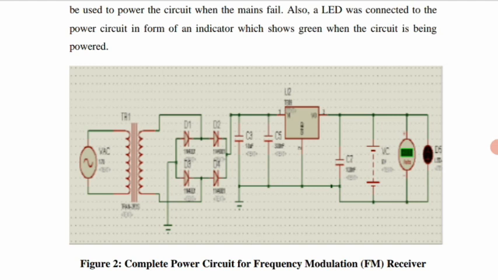The output of the rectifier circuit is fed to the smoothing circuit, and the output of the filter is the input to the voltage regulator, which is made of an LM7809 transistor to regulate the voltage to a 9 volt constant output, which is used to drive the whole circuit and also used to charge a 9 volt battery, which will be used to power the circuit when the mains fails. Also, an LED was connected to the power circuit in form of an indicator.